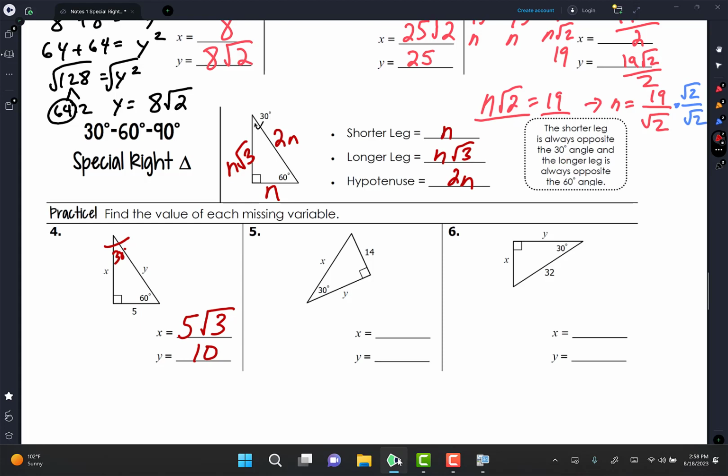All right, let's go to the next one. So this must be 60 degrees up here. That 14 must be my short leg. So to get my long leg, I just take the 14 and multiply it by what? So 14 square root of 3 is your y. And then to get x, which is the hypotenuse, you just double the 14, which is 28.